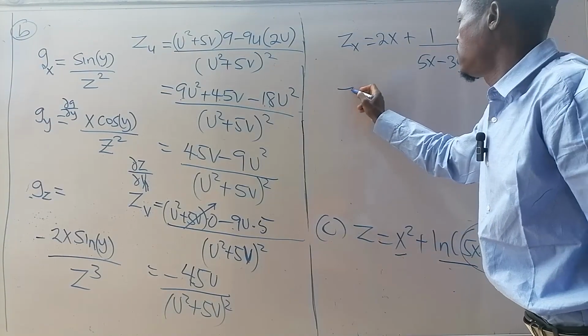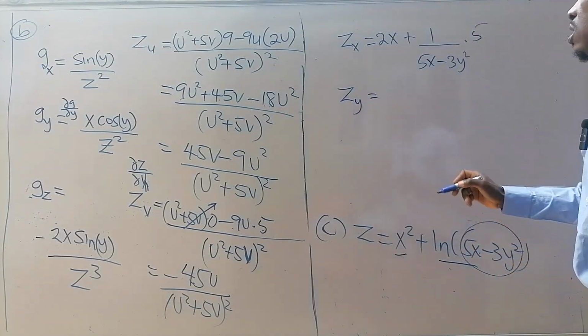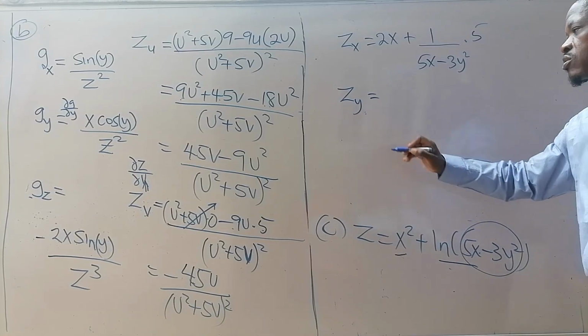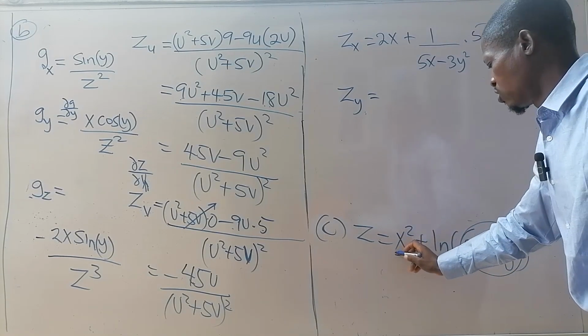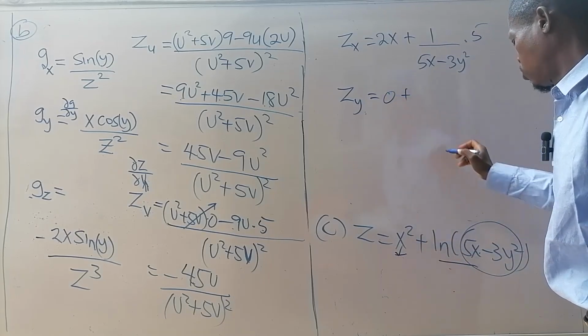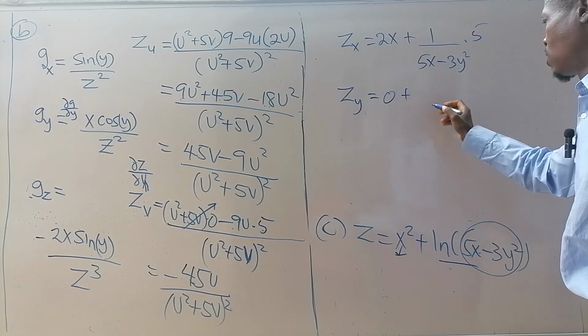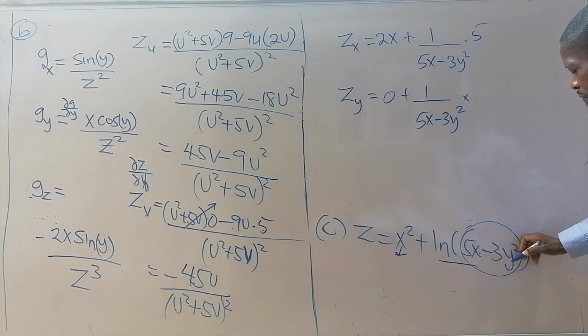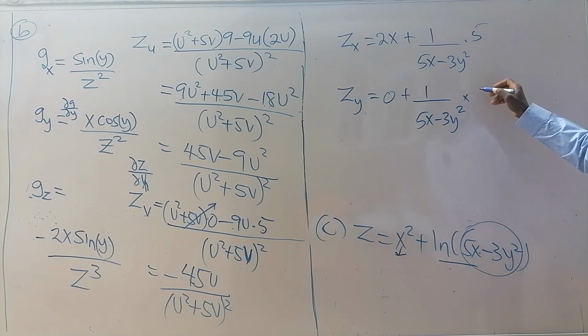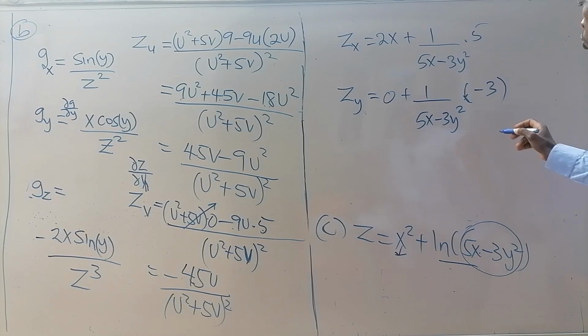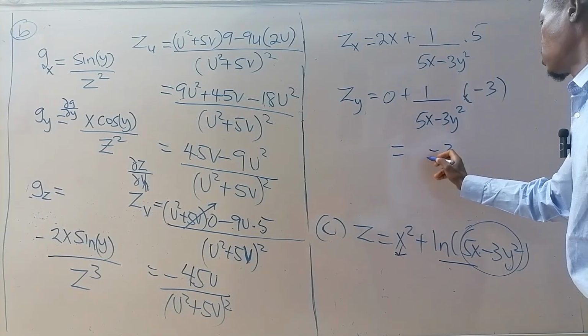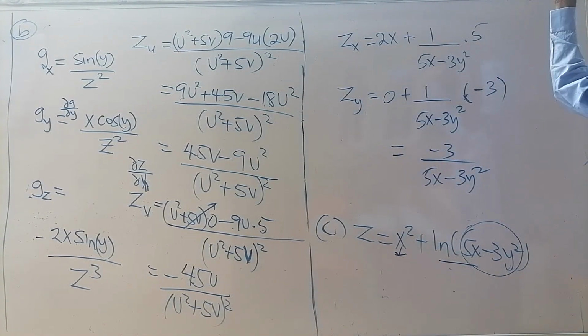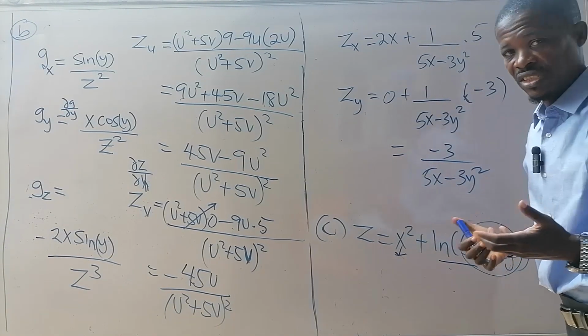Then z with respect to y, the partial derivative of z with respect to y. This will be constant, that's 0, then plus the ln function. Don't forget what we said about it. So do 1 over the function times the derivative of this inner function with respect to y. That's minus 3. So which is equal to minus 3 over the function. So that's that on these first order partial derivatives.